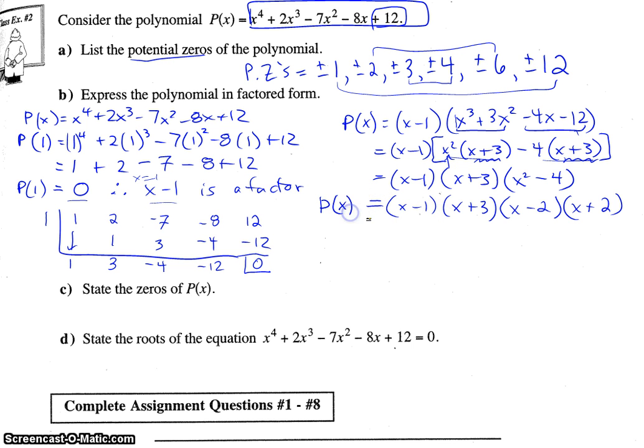Okay, so have we answered the question? Express the polynomial in factored form. There we go, it's all nicely factored. Now, second part, state the zeros of the polynomial. Okay, so setting each of these factors to 0, you would write down what those values are, and then state the roots of the equation.